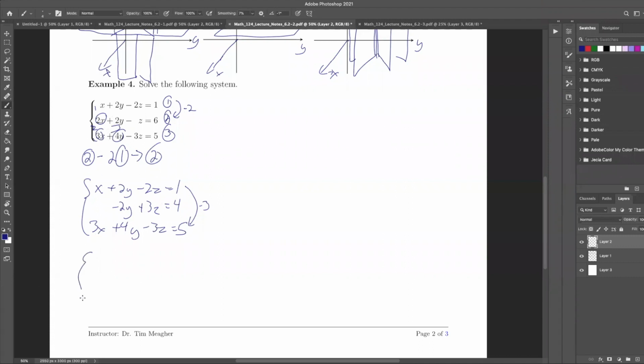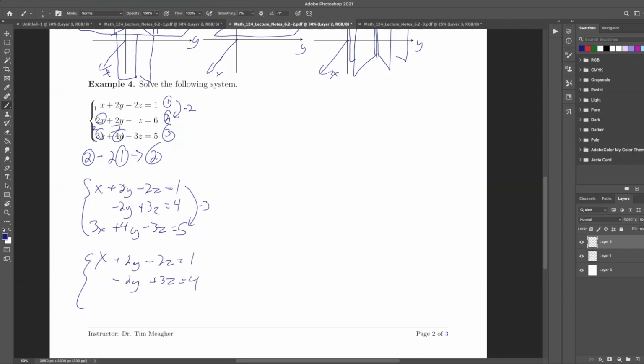So here, the first 2 rows are the same, so I don't change them at all. So I have x plus 2y minus 2z equals 1. I didn't change this row, so it's -2y plus 3z is equal to 4. Here, I'm taking -3 of this row. So -3 of this would be -3 plus the +3 equals 0 by design. That's why we took the -3.